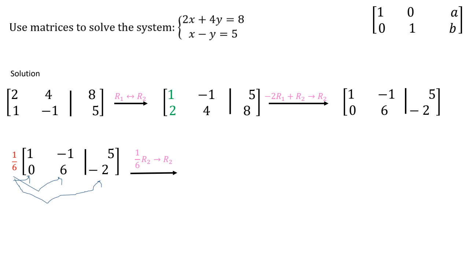So I have here 1/6 times 0 is going to be 0. 1/6 times 6 is going to be 1. And 1/6 times -2 is going to be negative 1/3. So this is what we have.